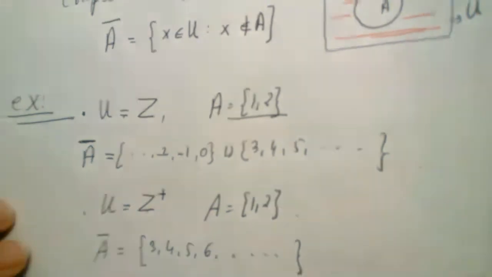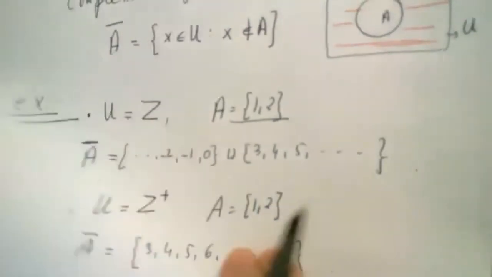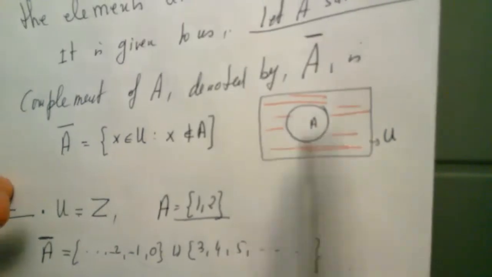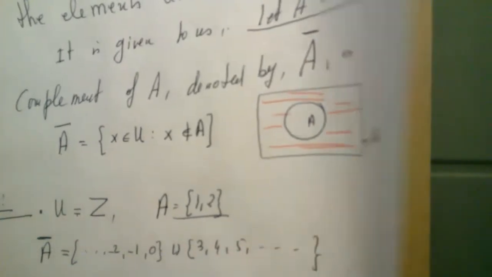The last thing we're going to talk about in set today is the idea of a Venn diagram. A Venn diagram is really nothing more than a way to visualize those operations.